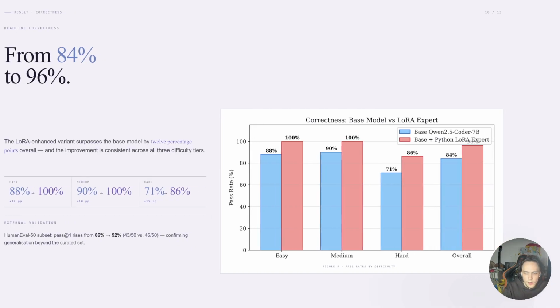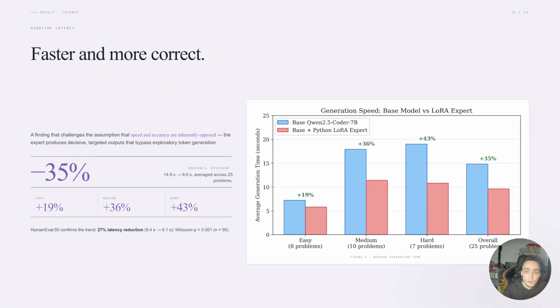And now here is where the story gets really interesting. There is a common assumption in machine learning: when you fine-tune for accuracy, you pay for it in speed. In our case, the assumption does not hold. The LoRA expert is both more correct and faster. The overall speedup is 35%. Average generation time drops from 14.8 seconds to 9.6 seconds. On hard problems, 43% faster.